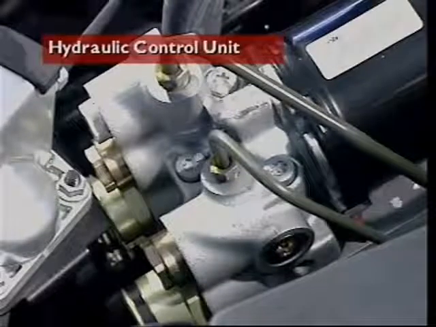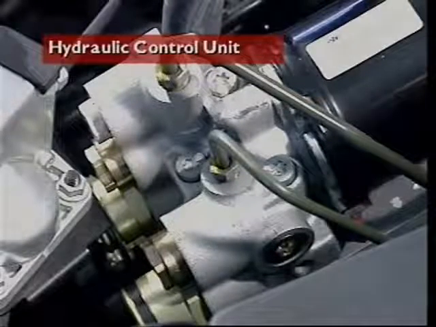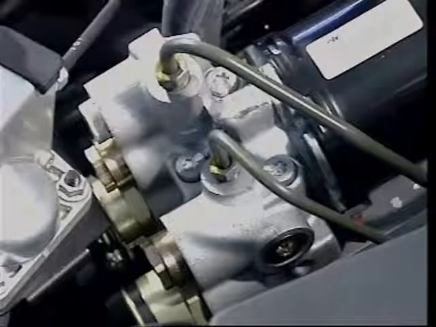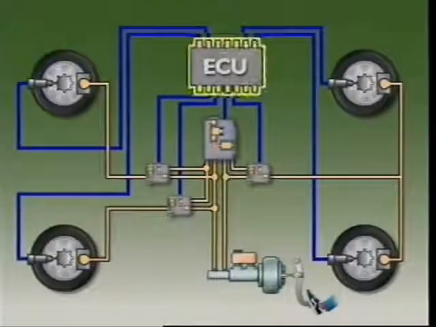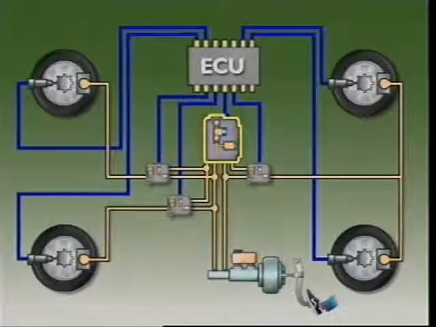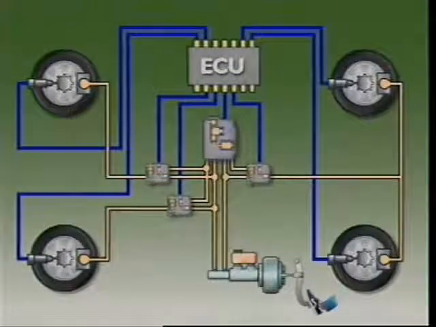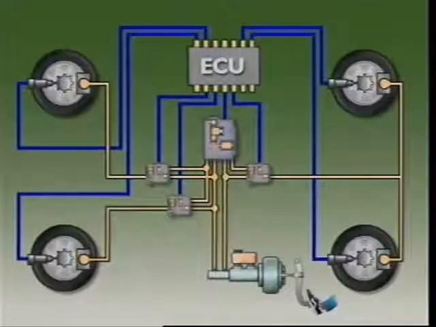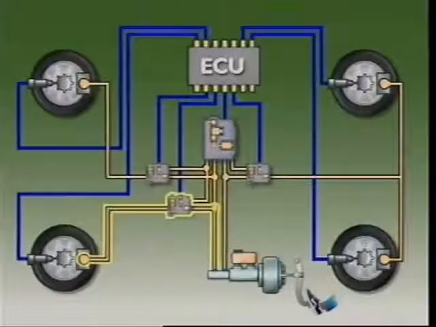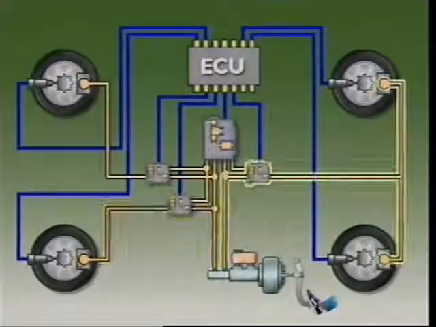This section examines the hydraulic control unit or modulator of the anti-lock braking system. The ABS control module, or ECU, sends commands in the form of electrical signals to the hydraulic control unit. This unit executes them using 3 solenoid valves connected in series with the master cylinder and the brake circuits. 1 valve for each front wheel hydraulic circuit and 1 for both of the rear wheels hydraulic circuit.